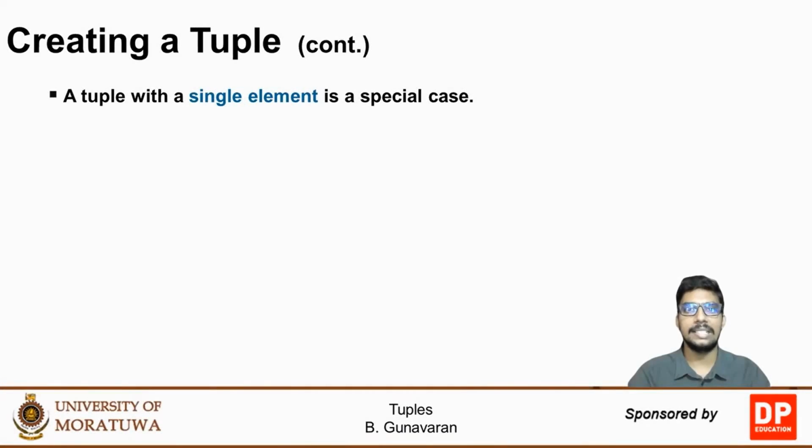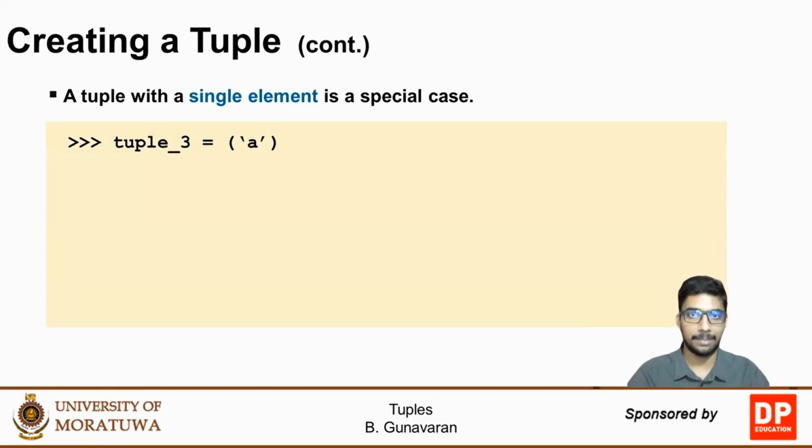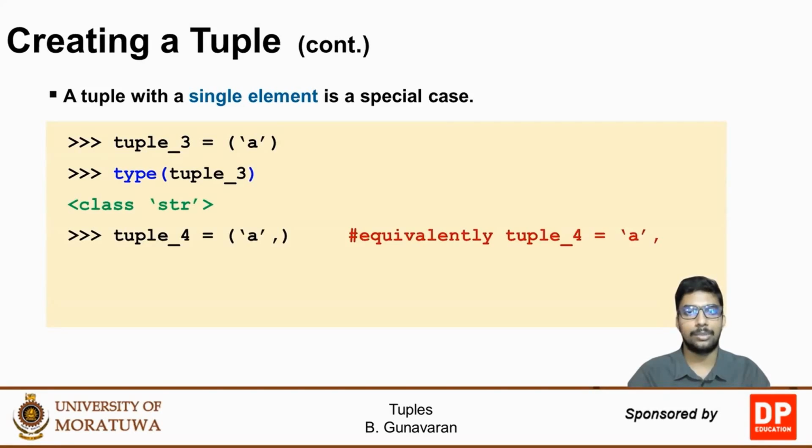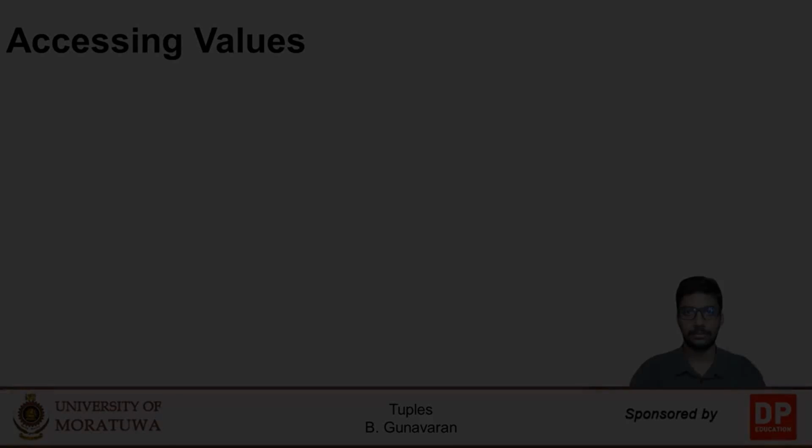A tuple with a single element is a special case. Let us see why. The variable tuple3 contains one element, which is the string A, inside parentheses. If we check the data type, it turns out to be a string and not a tuple. So, how do we create a tuple with a single element? We should include a comma after the element as shown here. If you check the data type of the variable tuple4, you can see that it is a tuple and not a string.